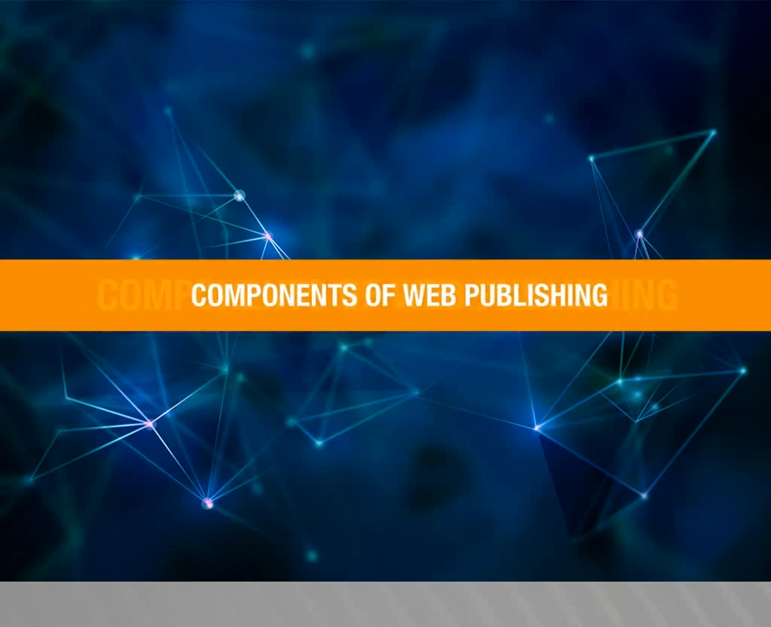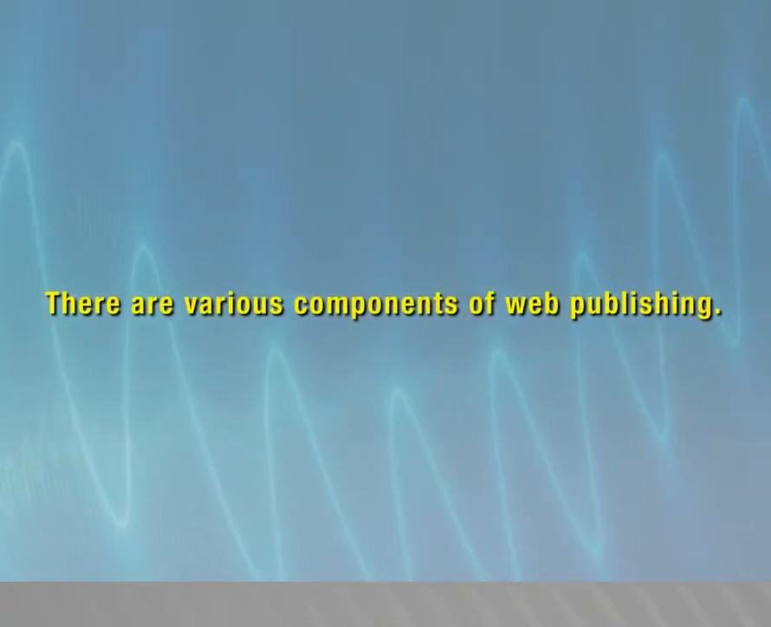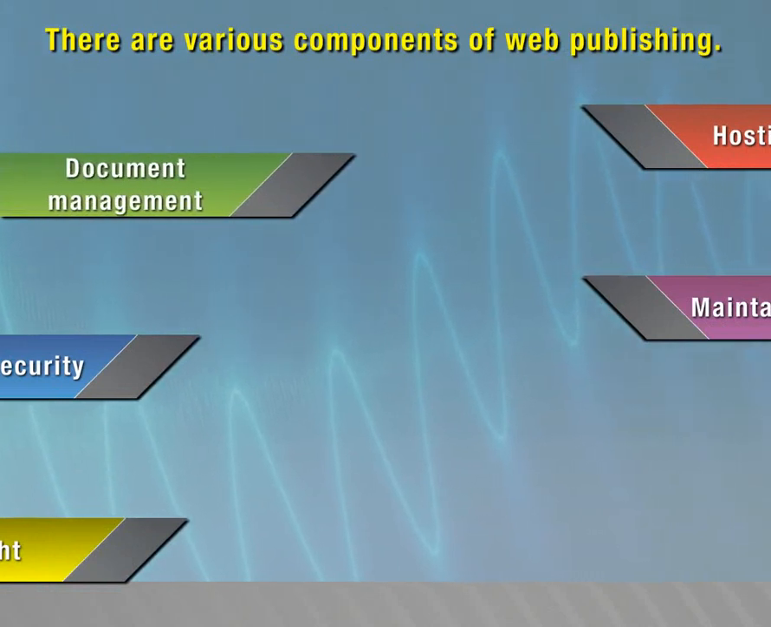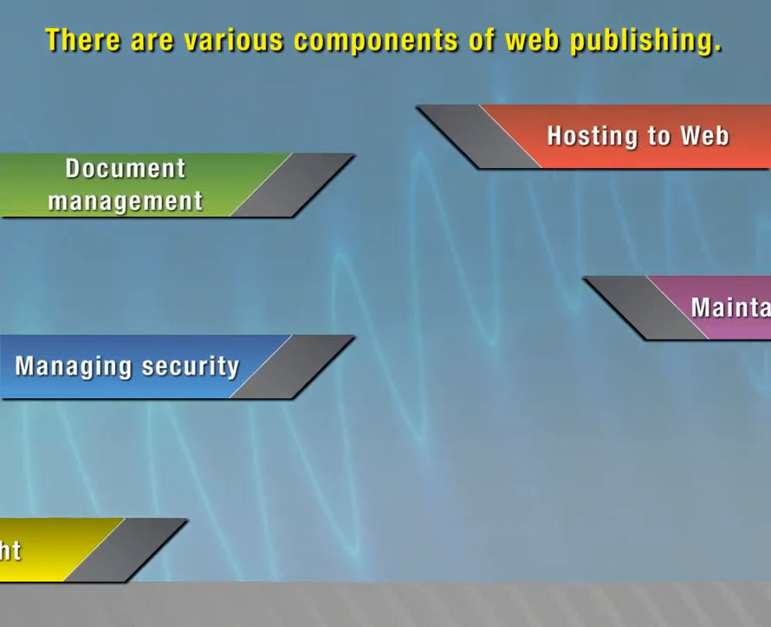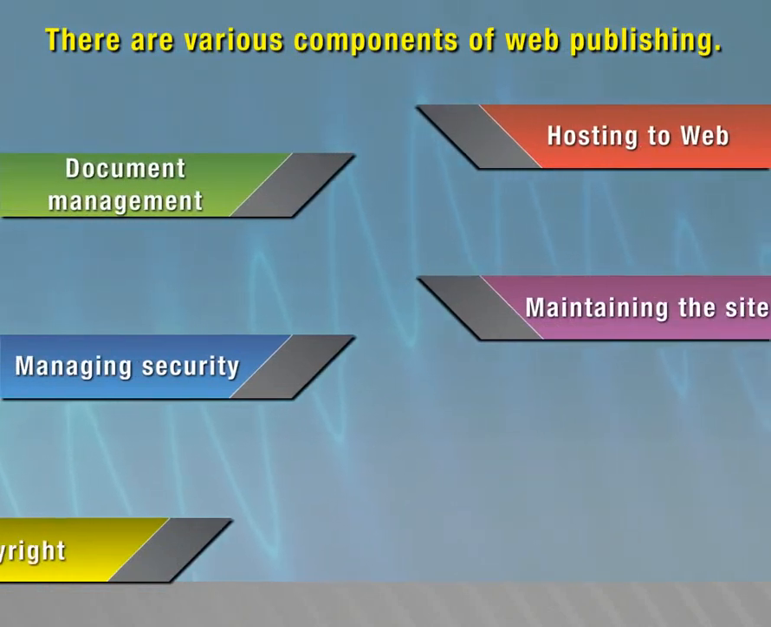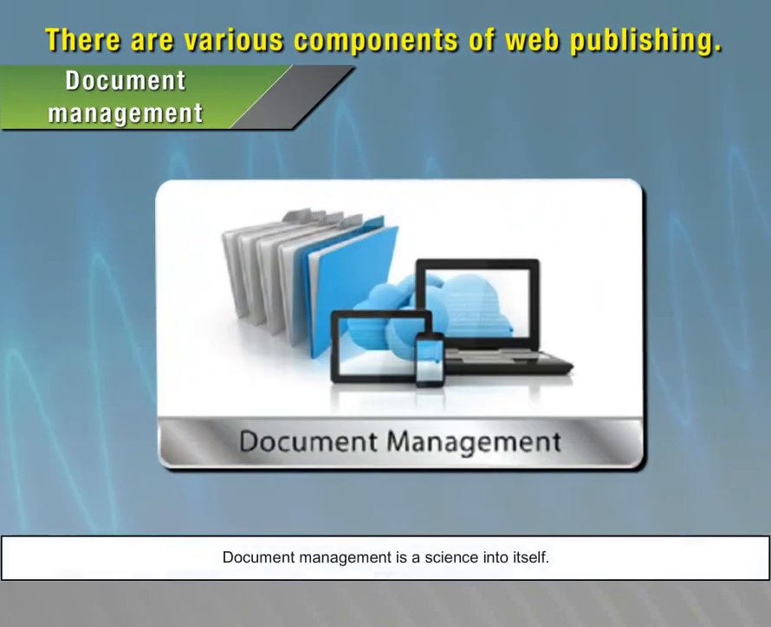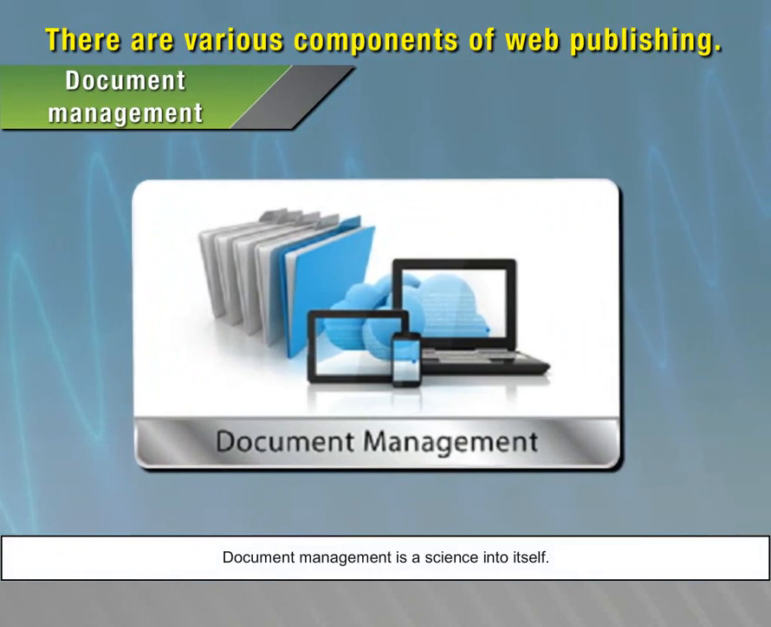Components of web publishing. In this video, we are going to learn about the components of web publishing. There are various components of web publishing: document management, hosting to web, managing security, maintaining the site, and copyright. Document management. Document management is a science unto itself.